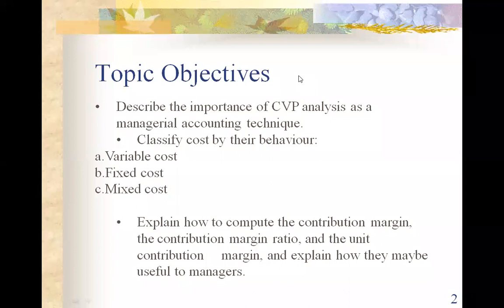So in short we can call it a variable cost: per unit basis it is fixed, but in total it changes with the level of production. Is it understood?